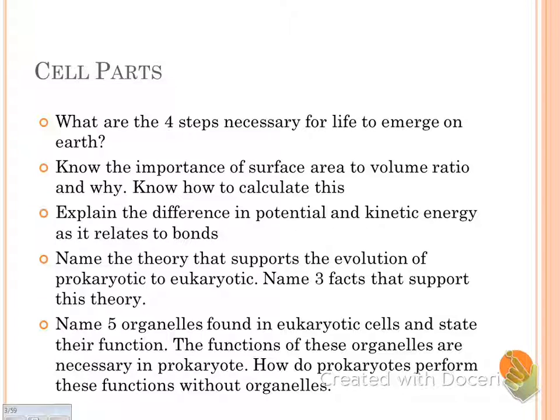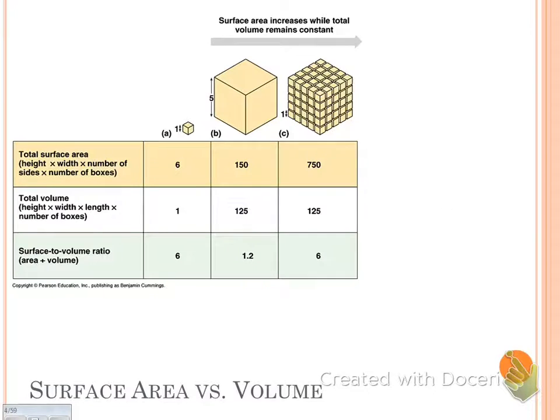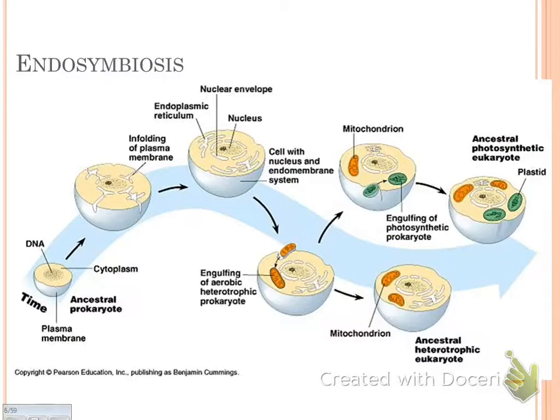Okay, so y'all ready for the next question? Name the theory that supports the evolution of prokaryotes to eukaryotes. Name 3 facts that support it. What's that theory? Endosymbiosis. See this picture right here? Okay, always on the test somewhere. Endosymbiosis. Somebody tell it to me.